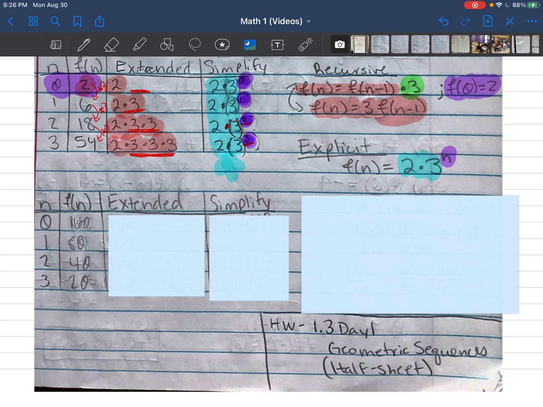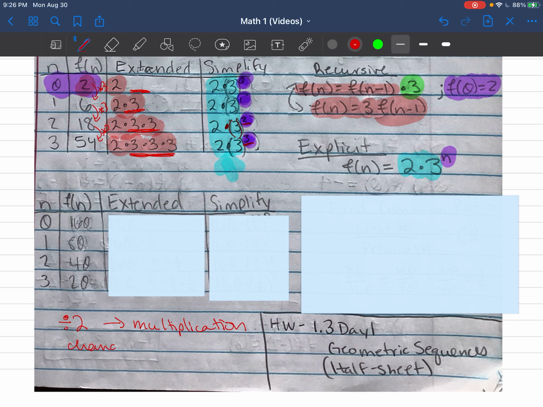However, in geometric, you cannot do divide by 2. We have to write this as a multiplication because geometric is all about multiplication. So what happens is, instead of divide by 2, we're going to change this to times 1 over 2. We're going to change it into a fraction. We're going to change and flip it.